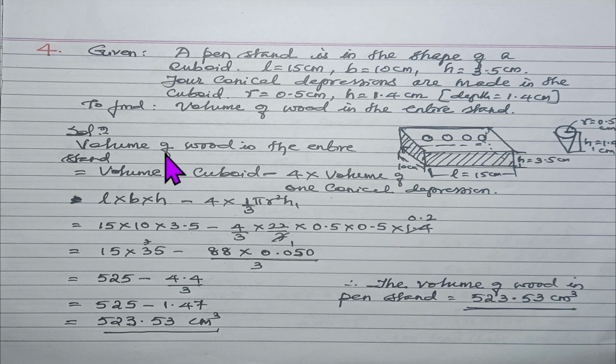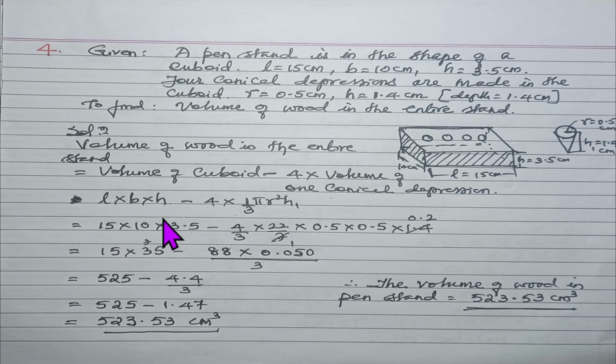Okay, let us understand this. Now a very simple thing, first find the volume. See, the idea is we have to find the volume of the cuboid and subtract the volume of the 4 depressions of the cones formed there, and that gives you the volume of the remaining wood in the pen stand. Now the volume of wood in the entire stand will be the volume of the cuboid minus 4 times the volume of one conical depression, and the volume of the cuboid, as you know, is length into breadth into height, and the volume of one cone is 1 by 3 pi r square h, and the height of the cone is 1.4. So we have to substitute the values here.